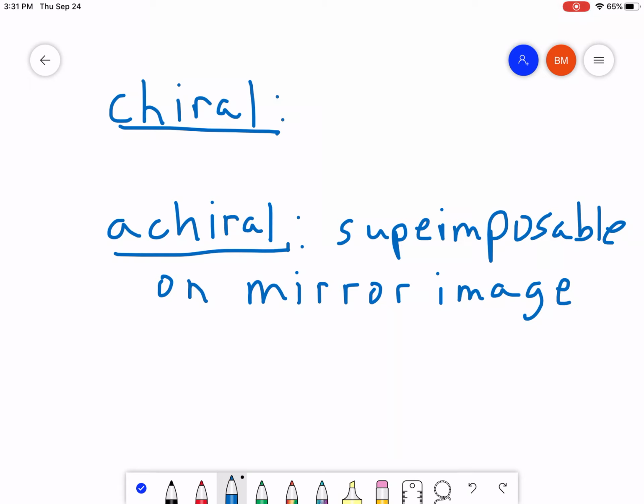Chiral is the opposite. A chiral molecule is one that is non-superimposable on its mirror image. I'm going to abbreviate here because I'm lazy.